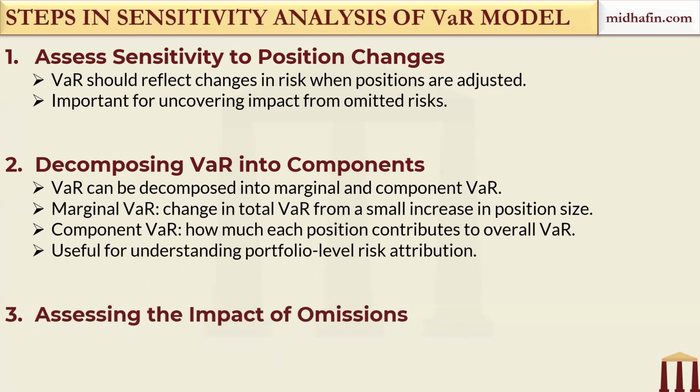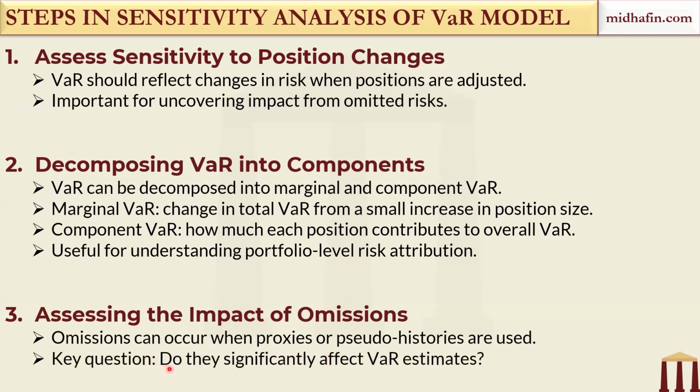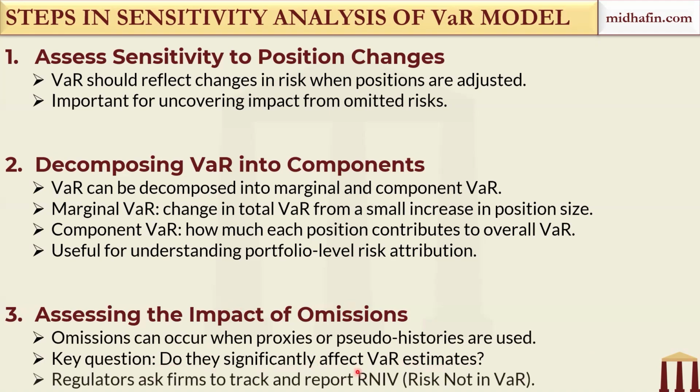Then assessing the impact of omissions. So finally, omissions we are handling. Now these can happen, of course, if you are using proxies or pseudo histories, if you are building VaR on pseudo historical data. Now the key question over here is: do these omissions materially affect your VaR estimates? And regulators take this very seriously. They often require banks to report what's called RNIV, which we'll study later on, Risk Not in VaR, for exactly this reason.